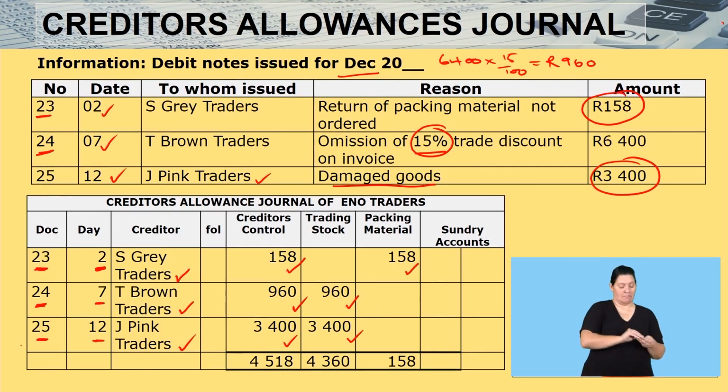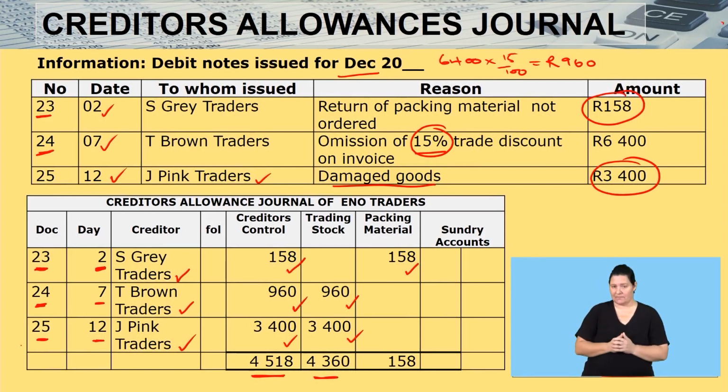So you quickly now have your calculator. We're going to add 158 plus 960 and 3,400. You punch that in the calculator, you should get 4,518. You see quickly how we're going to post this amount. You come to the trading stock, you have your 960, you add it together with the 3,400, you come up with a total which is 4,360. And in the packing material, there's only one amount, which is 158.